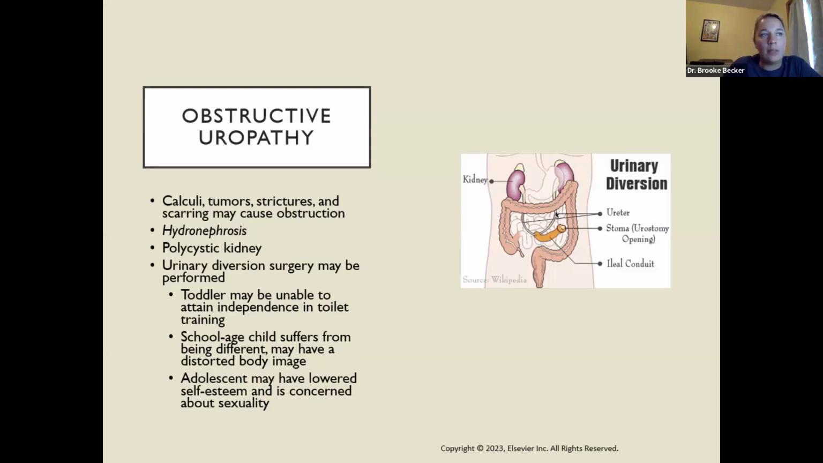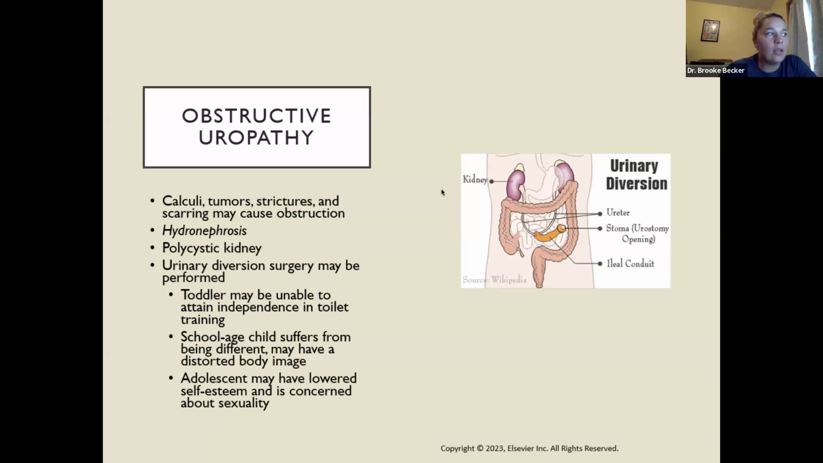And then what happens is you get a backup, right? Just like when you kink a hose or have a blockage, the water can't flow normally. So it's going to back up. So that's when you get hydronephrosis. Okay. So that's the enlargement of the kidneys. And that's usually because there's some sort of obstruction in the pathway that the urine flows. Okay.